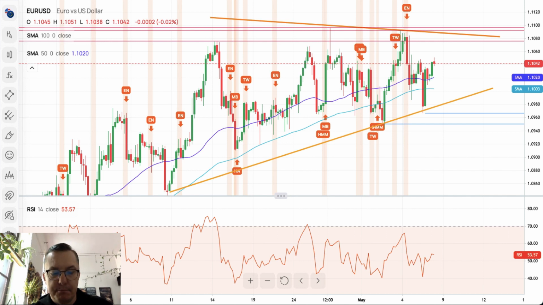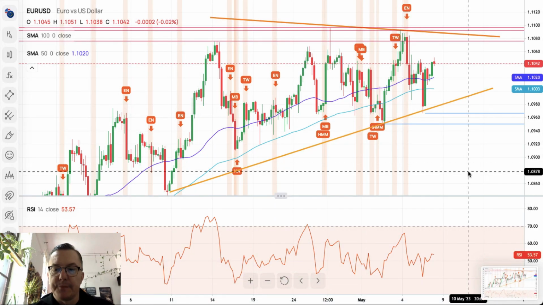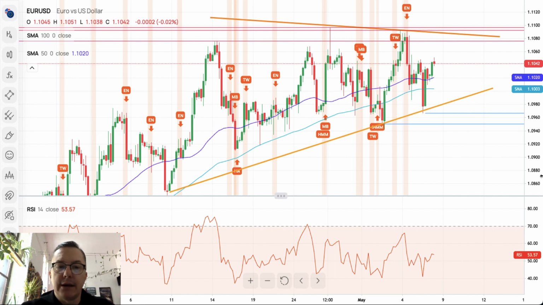So please be aware of this situation. Be aware of the possible drop in the US dollar pair. If not today, then maybe in the coming days. So this is the pattern we are going to follow in the next analysis.